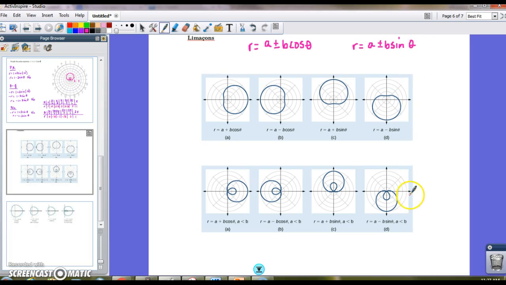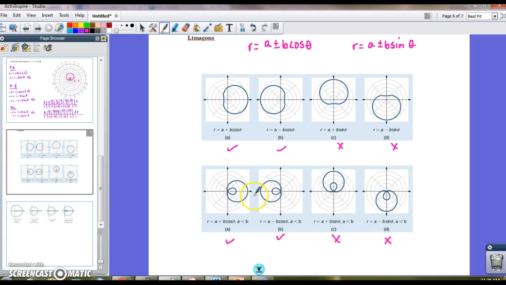Okay, so all of the ones that are cosine are left and right. You'll see here's cosine, here's cosine, here's cosine, here's cosine. You'll see they're symmetrical to the polar axis. And the ones that have sine in them, that's this one, this one, this one, and this one, all are symmetrical to the line theta equals pi over 2. The plus keeps it on the positive side, the negative moves it to the negative side.